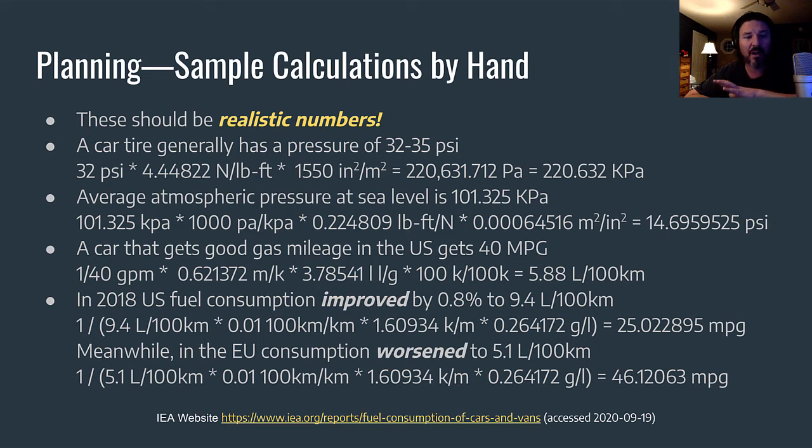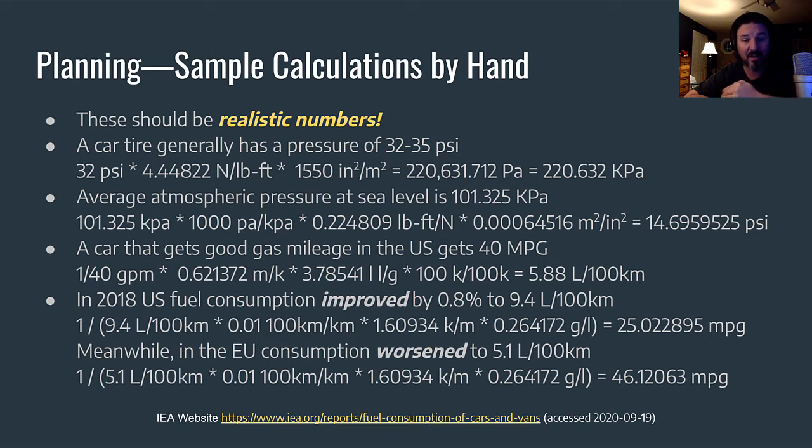And so I found out that in 2018, United States fuel consumption actually improved by 0.8% to 9.4 liters per 100 kilometers. When you plug that into the equation, that's actually only 25 or so miles per gallon. Meanwhile, in the same year, 2018, European Union consumption worsened to 5.1 liters per 100 kilometers. When you plug that in, it's 46 miles per gallon.